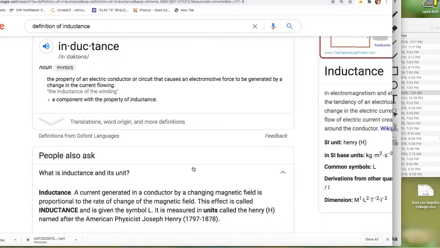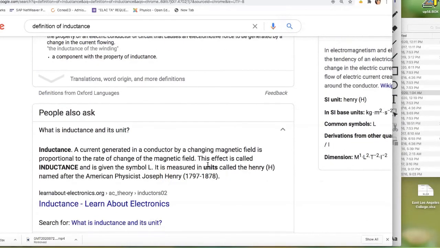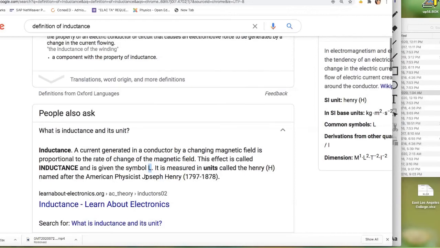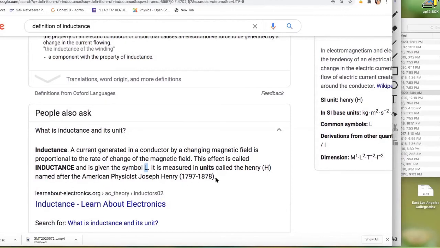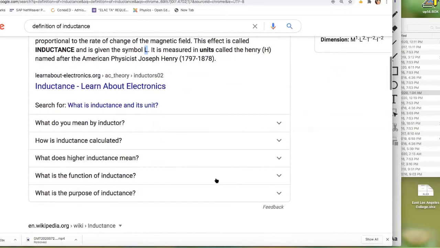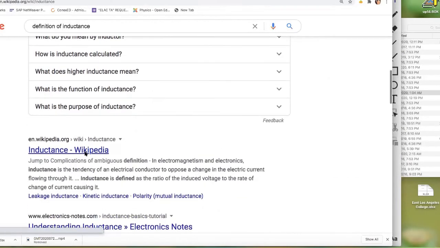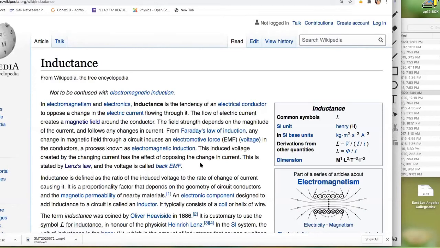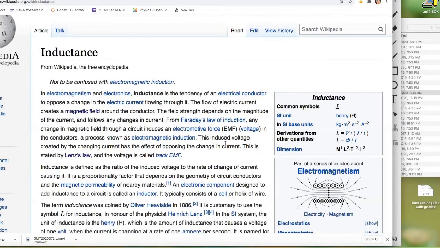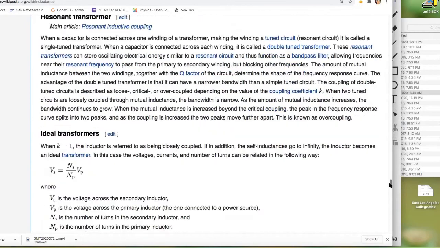What is the inductance and its unit? Inductance: a current generated in a conductor by a changing magnetic field is proportional to the rate of change of the magnetic field. You see? This effect is called inductance and is given the symbol L. It is measured in units called henries, named after American physicist Joseph Henry, 1797 to 1878. And they talk about the units, L, henry, and then they give you the breakdown of the dimensions.